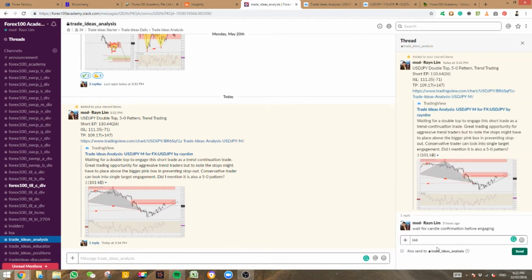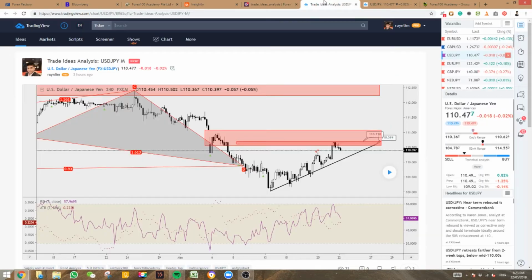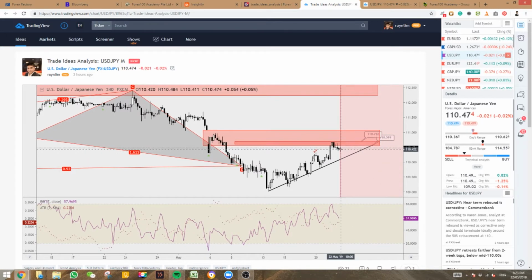So I can use the H4 chart. My traders will know which time frame I'm looking at, and of course if they click the link, they should be able to see it. 240 minutes is 4 hours. After I click the play button, I can see how the market actually developed. Not much yet. You see just one puff of candle over here, a white candle. So I'm waiting for it to touch this price before I look at it.